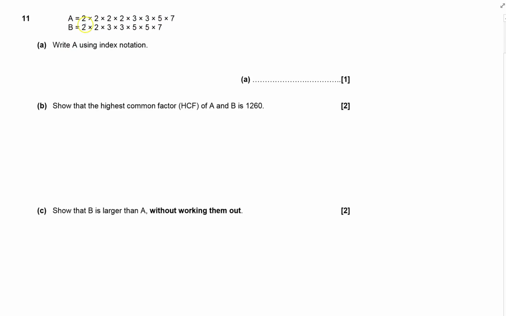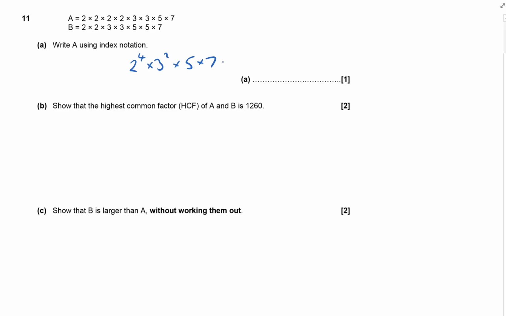Okay, so A's been split up into some prime factors and so is B. I've got to write A using index notation, and it'll be 2 to the power of, I've got 1, 2, 3, 4, so 2 to the power 4, times by 3 squared, so it's 2 3's, and then times by 5, and finally times by 7.